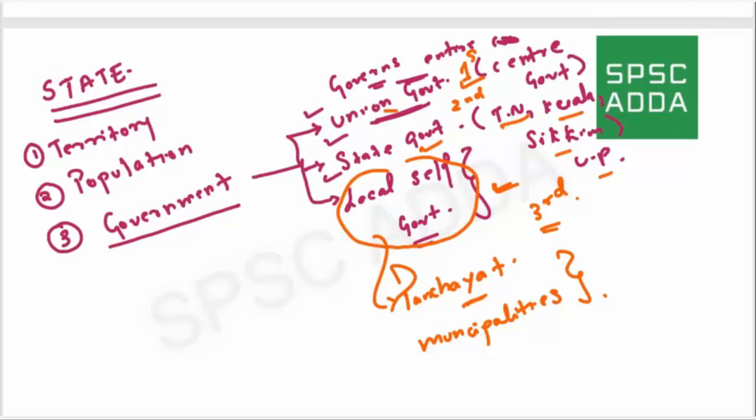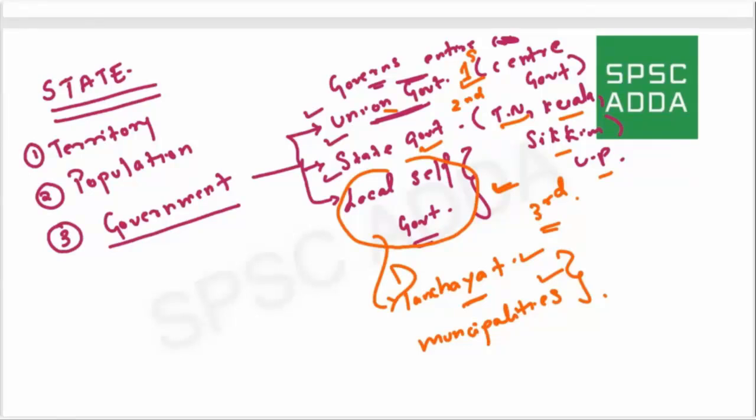Write down third, local self-government. It is the third tier of government. It includes panchayat and municipality. Clear? Written? Yes, sir. Have you written?